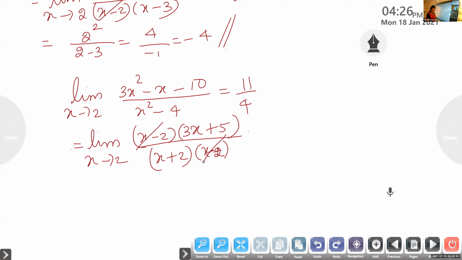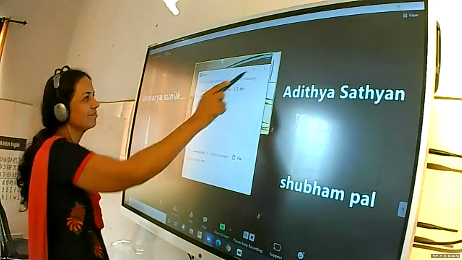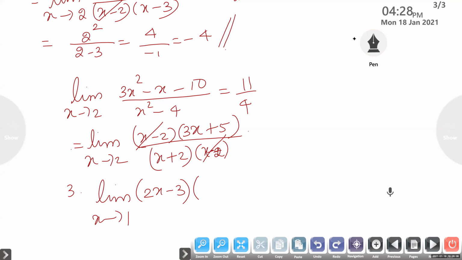Now write the next one. Evaluate limit x tending to 1, 2x minus 3 into root x minus 1 by 2x square plus x minus 3. Annette? Yes, ma'am. What is the answer? Were you already able to solve the previous one? Yes, ma'am. Okay. Do this one, children.